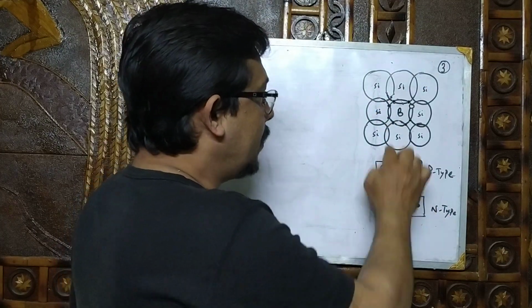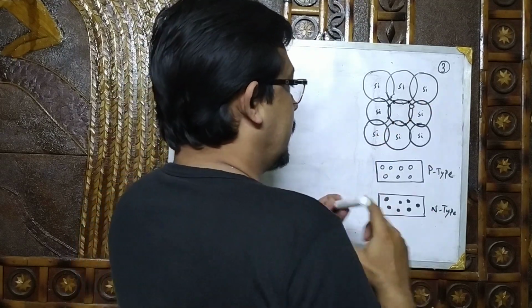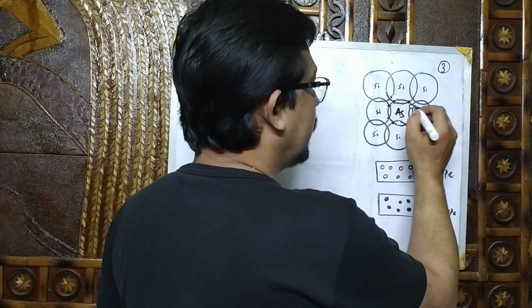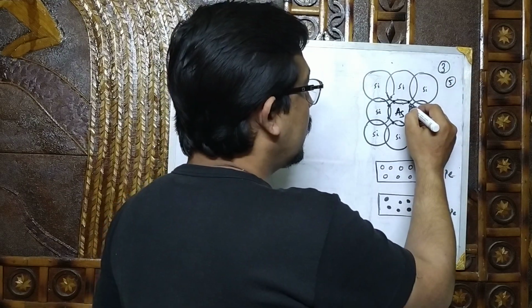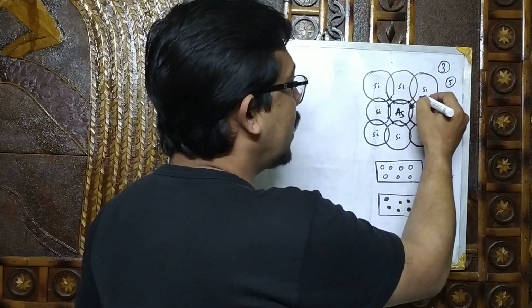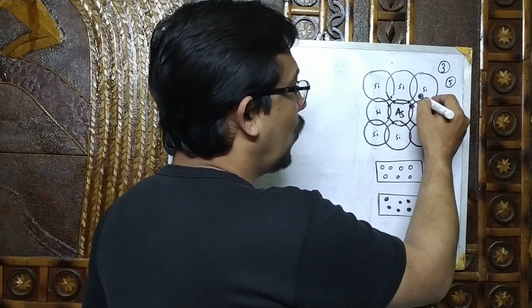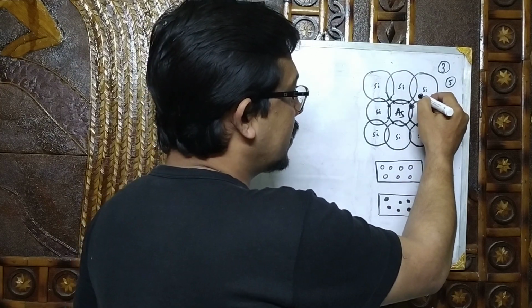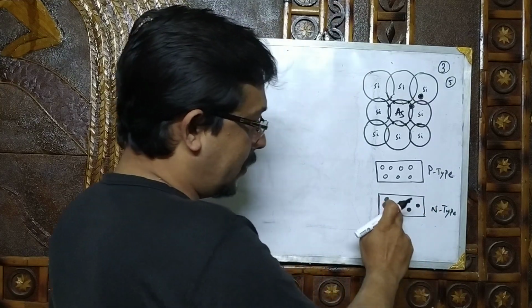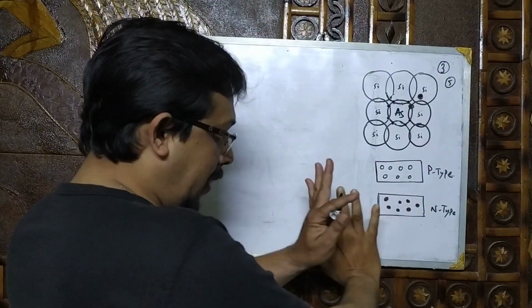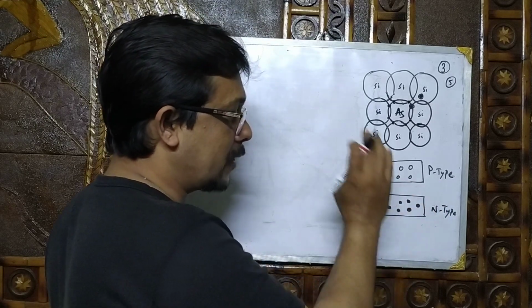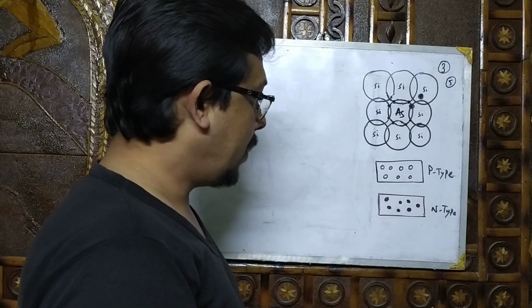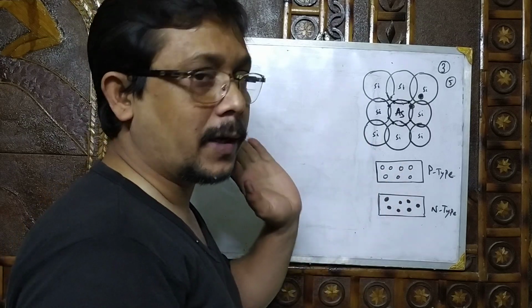Now in case of N-type, we put arsenic here. Arsenic has 5 electrons in the outer shell. So 4 electrons will make covalent bonding, and 1 electron will be extra. Where will these extra electrons go? We draw the picture like this. These are the extra electrons, but the silicon crystal lattice is everywhere, and we project only the small electrons here. So this is the majority carrier of N-type, and this is the majority carrier of P-type.